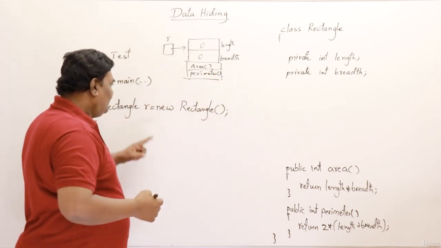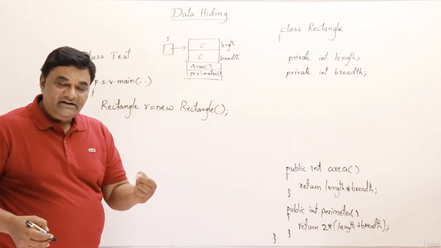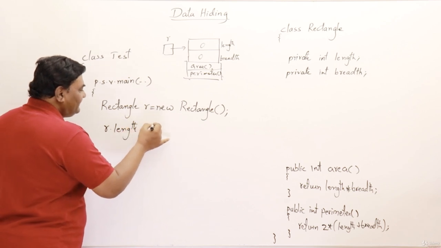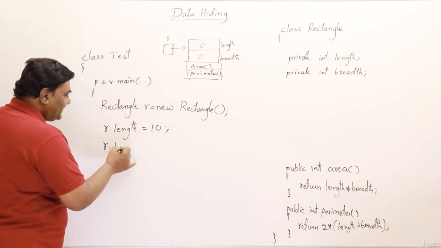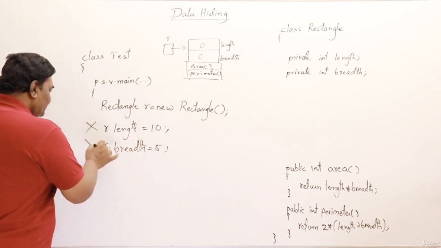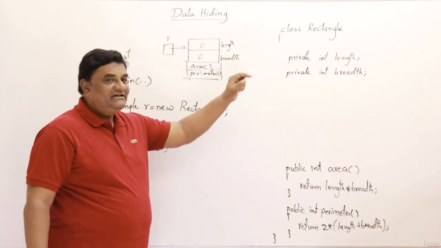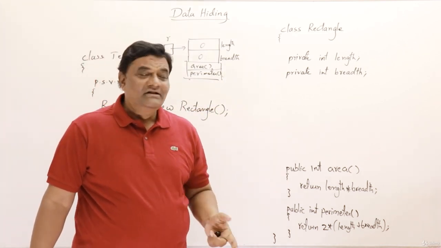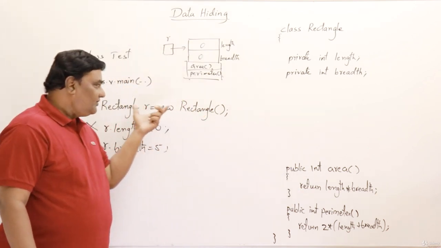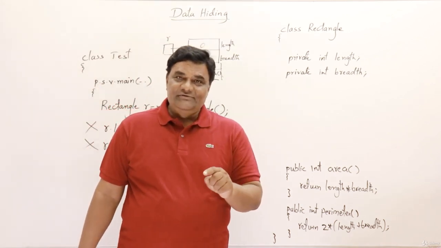But on this object I want to set the length as 10 and breadth as 5. So I will write r.length = 10, r.breadth = 5. No, I cannot do this. I have an object, but upon an object I cannot access those properties because they are made private. They are not accessible outside the class. Here, outside the class means I have created an object, so they are not accessible on the object. So we made it hidden.